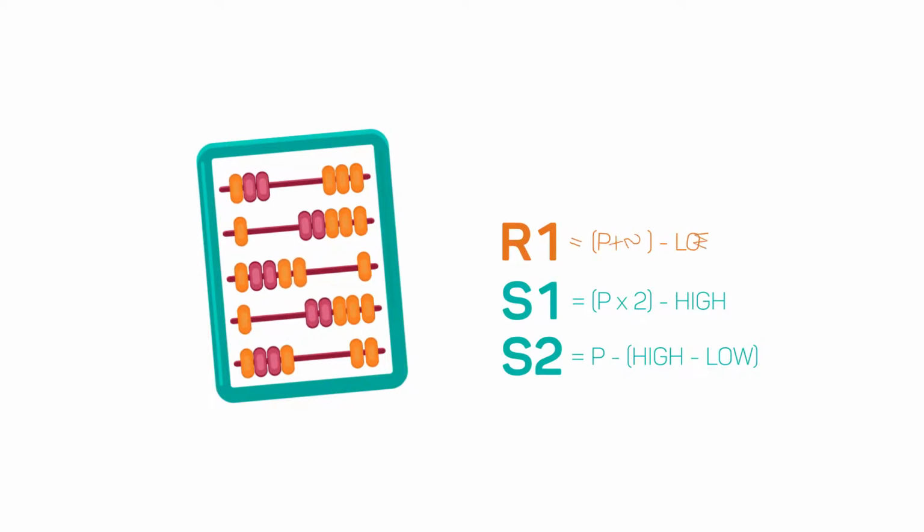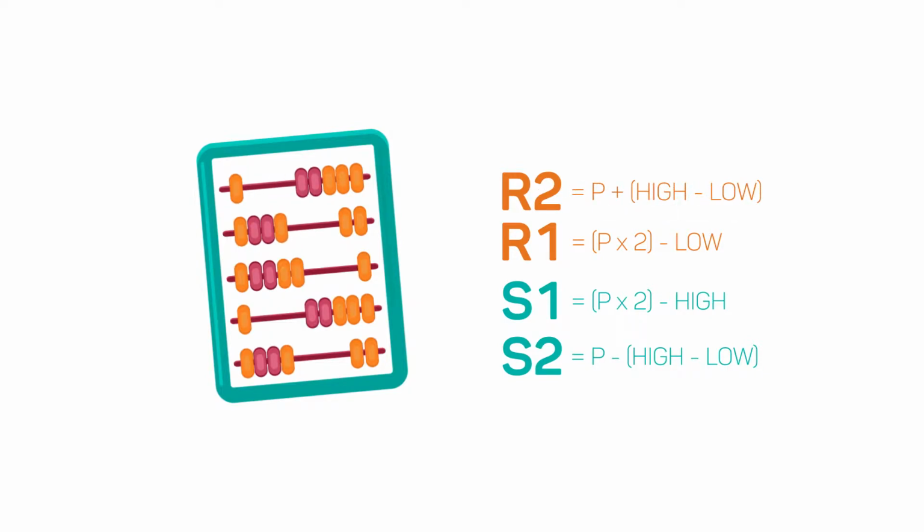Similarly, resistance level 1 or R1 is calculated by doubling the pivot level and subtracting the low from the previous day. Resistance level 2 or R2 is calculated by taking the difference between the high and the low from the previous day and adding it to the pivot level.